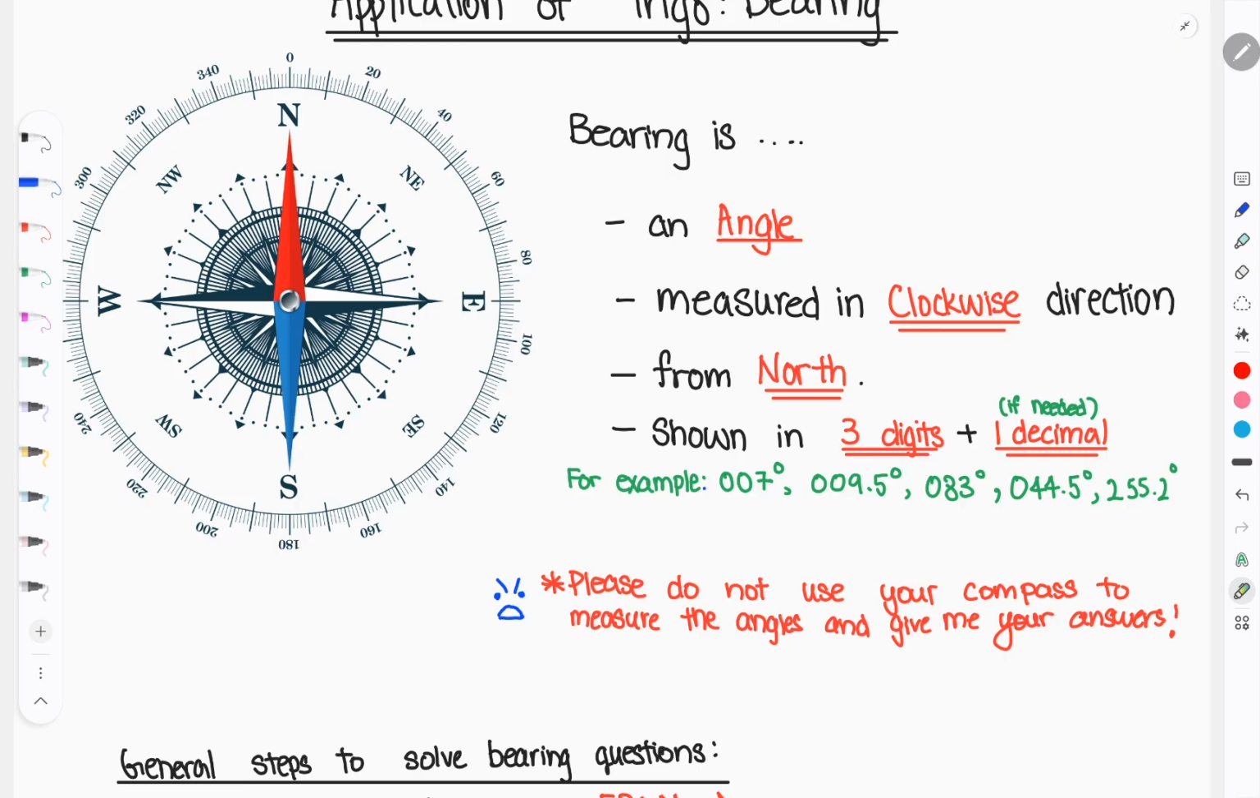Let's say if it's 2 digits, if it's 83 degrees, it will be 083 degrees. And then if it's 3 digits, you can just write the number as itself. So for example, if it's 255.2, I will just put 255.2 degrees.